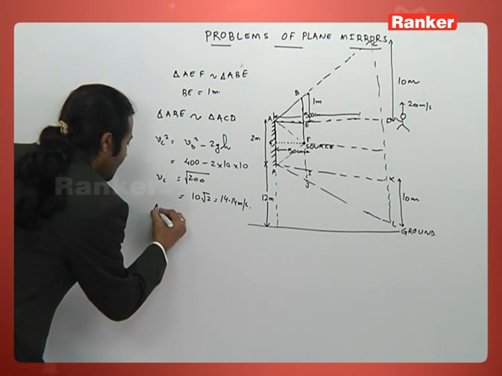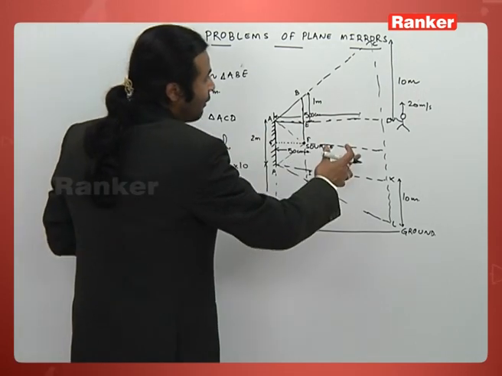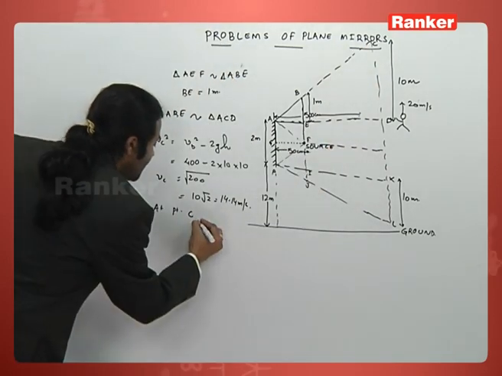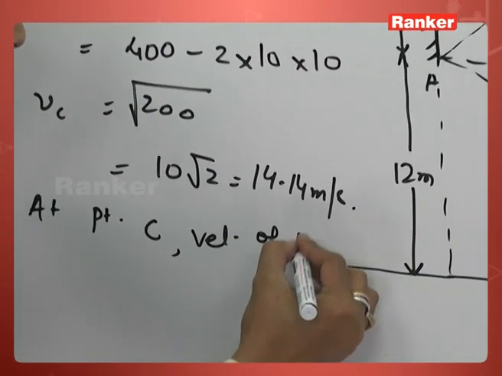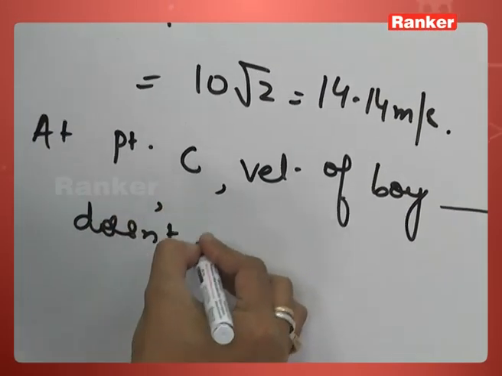So I write at point C. It's a very essential point. Some questions they might frame where the velocity at point C becomes 0. So at point C, the velocity of the boy is not 0.